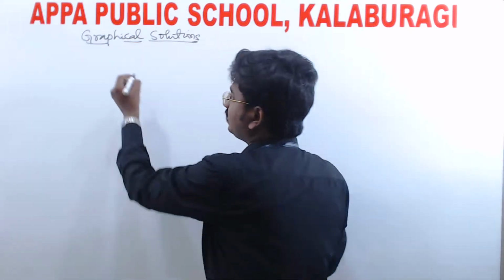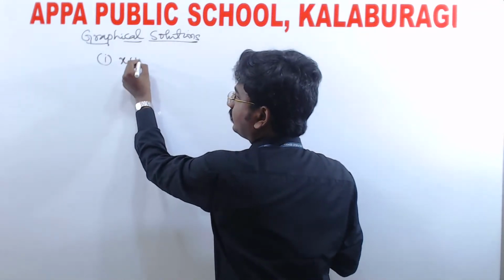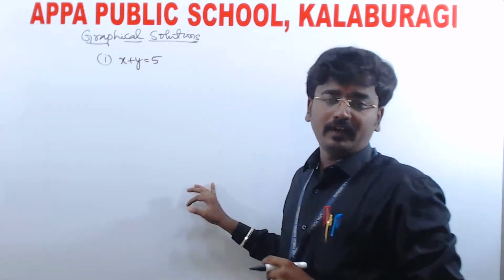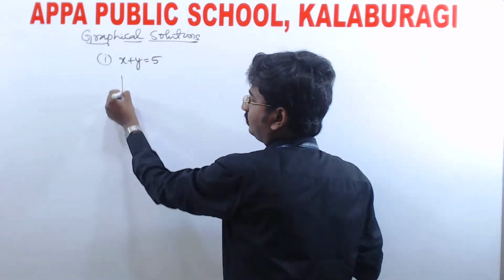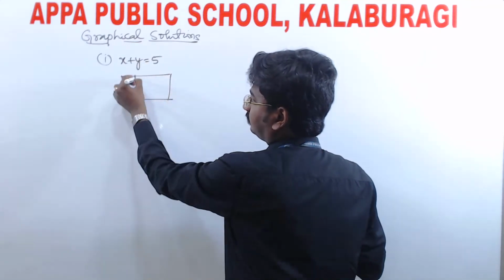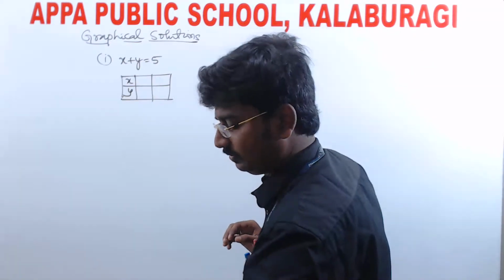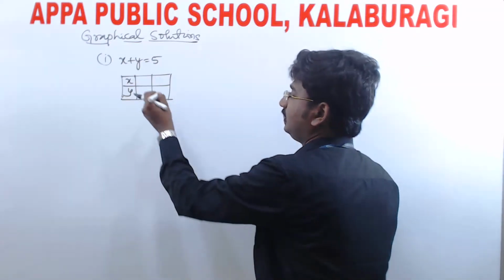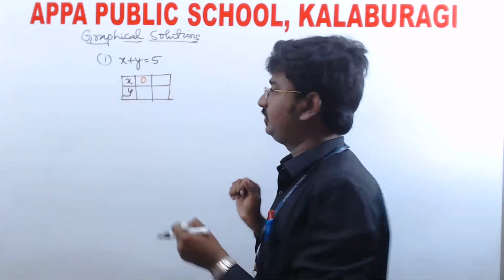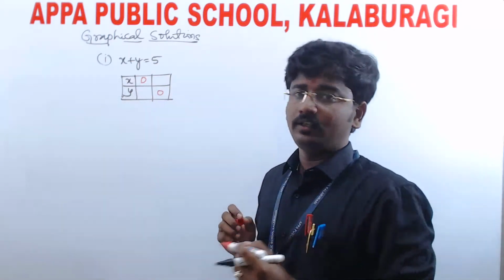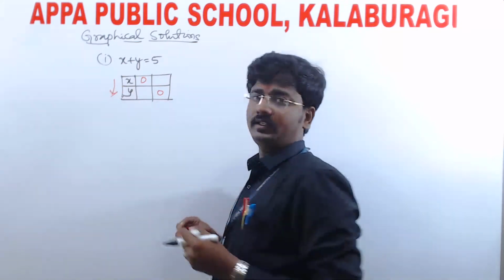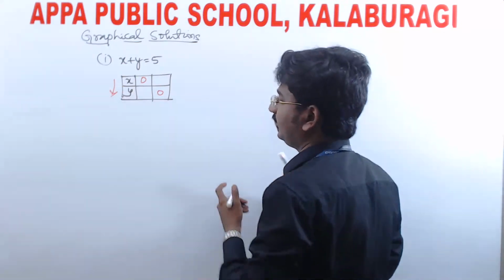So what was the first equation? x plus y equal to 5. So let me draw the table for this. x and y. What did I say just now? We have solved this. First take x equal to 0, then take y equal to 0, and always a point is represented in the form of x comma y.